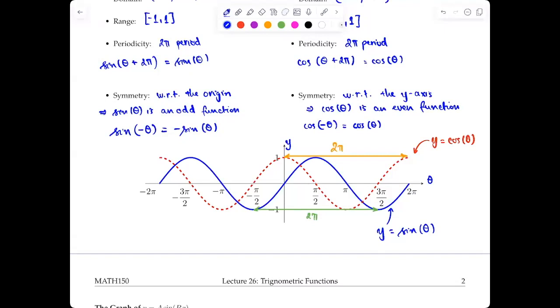So these properties are very important to sine and cosine functions. These properties include the domain, the range, the periodicity of the functions, and the symmetry of the graph of the function. Okay.